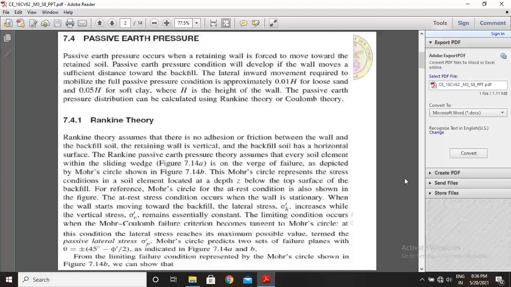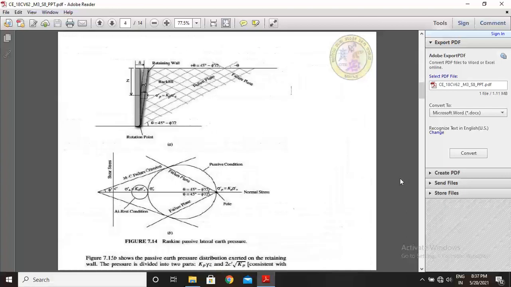Rankine's passive earth pressure theory assumes that every soil element within the sliding wedge is on the verge of failure, as shown in figure 7.14a, as depicted by the Mohr circle shown in figure 7.14b. This is Rankine's passive earth pressure.